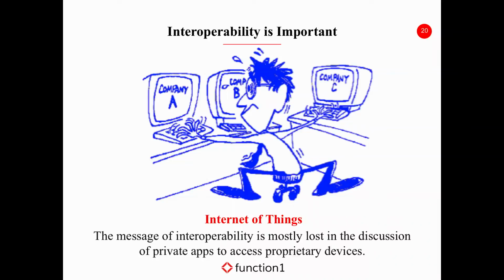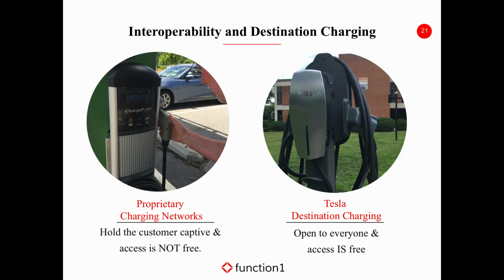So when we talk about interoperability, it's really important. When we talk about the Internet of Things, IoT, the message of interoperability is mostly lost, because what you have is private apps that are accessing proprietary devices. And the same thing has happened with the way the charging infrastructure has developed. Before this product, interoperability was not being applied to destination charging.